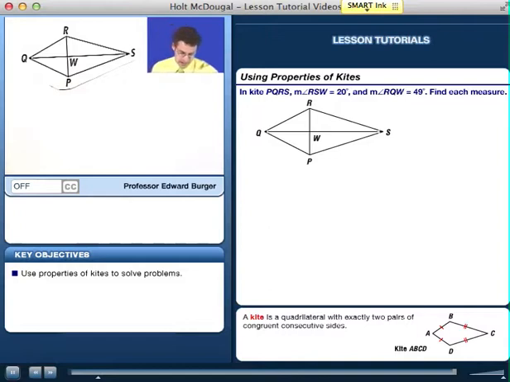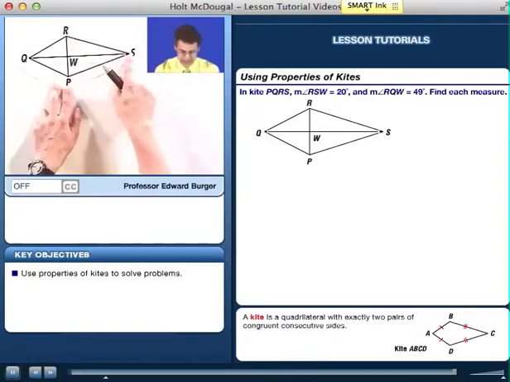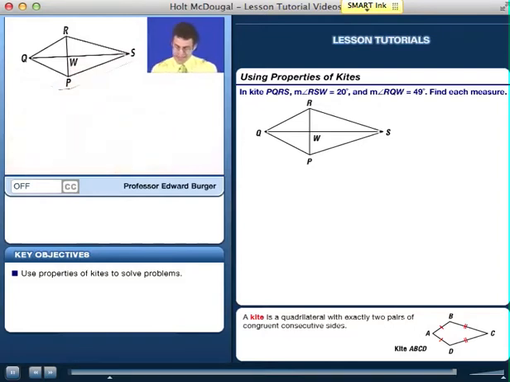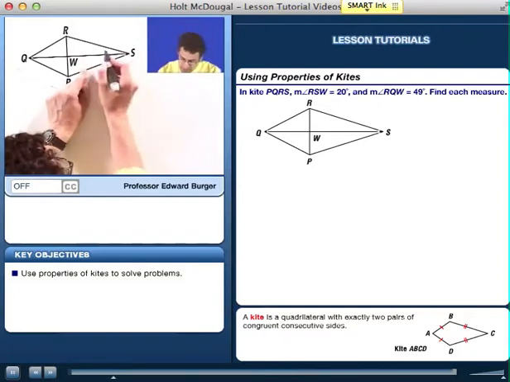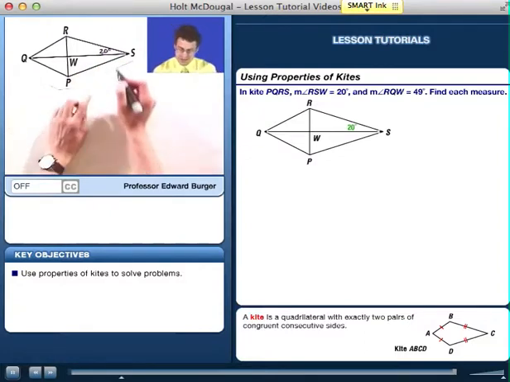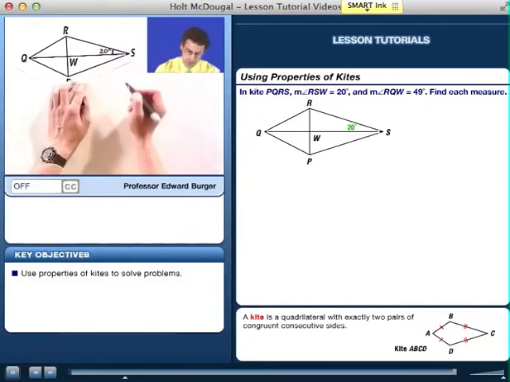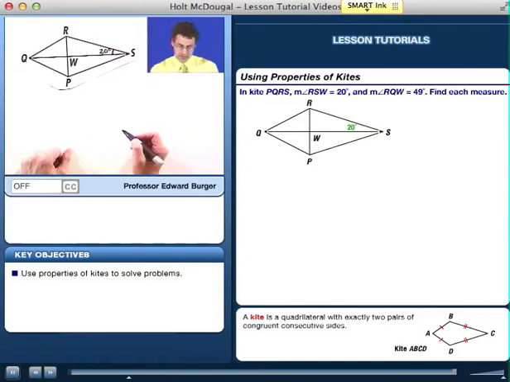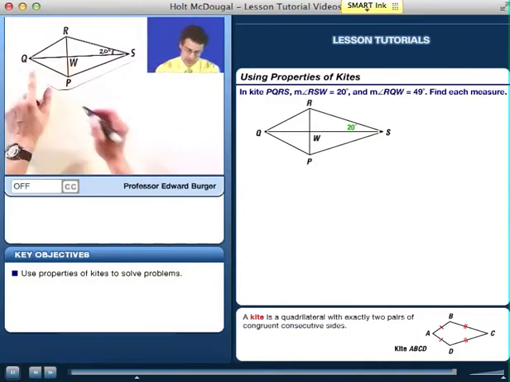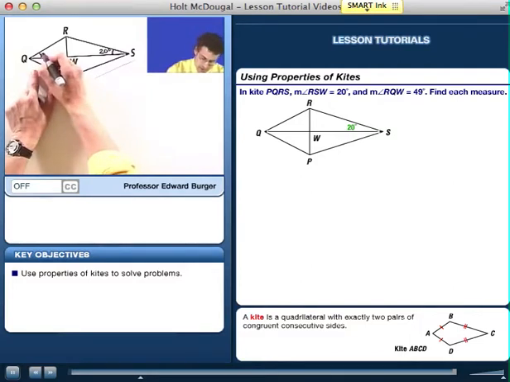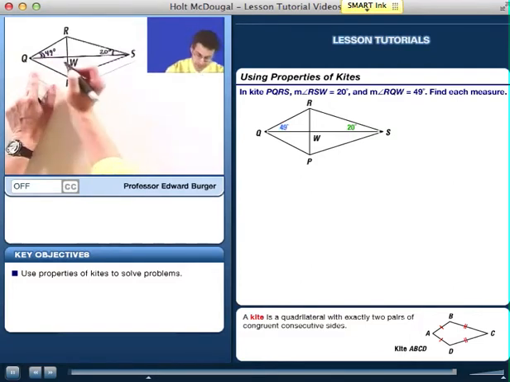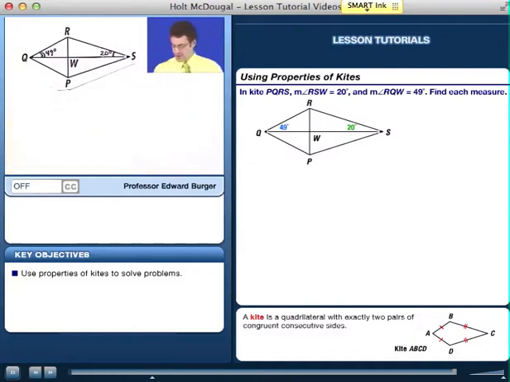The first fact is that the measure of angle RSW is 20 degrees. So that little sliver of an angle is 20 degrees. We're also told that the measure of angle RQW is 49. So this angle right here is 49 degrees in measure. Okay, and now let's have some fun, answer some questions.